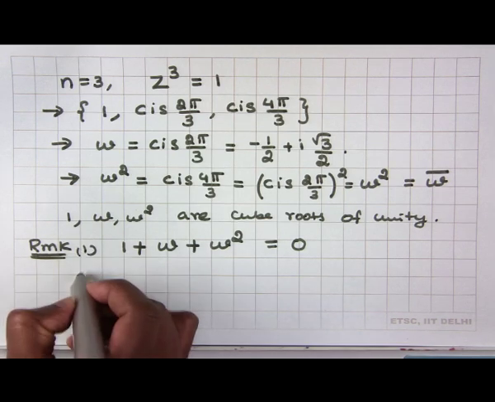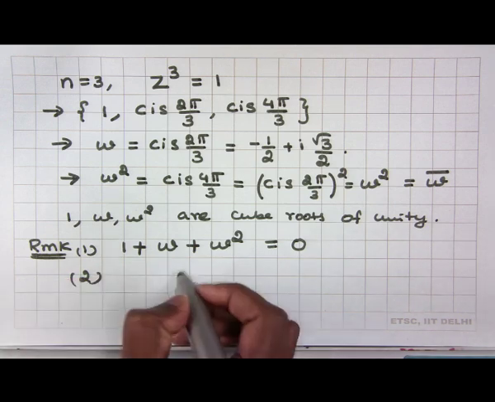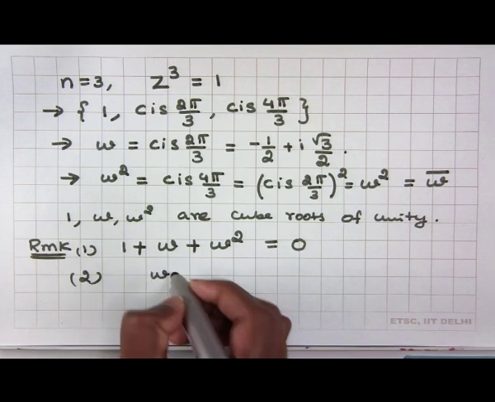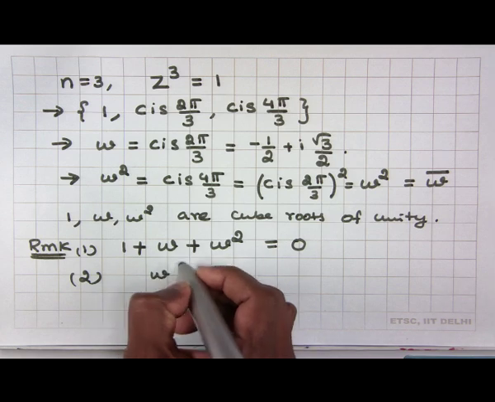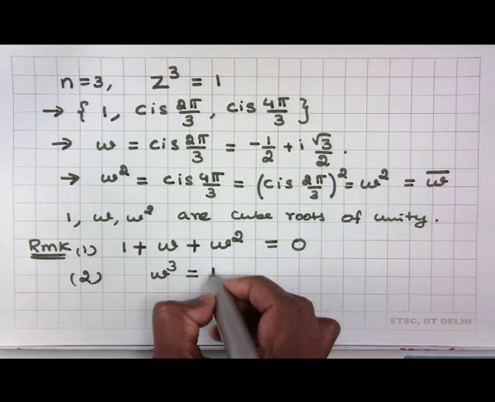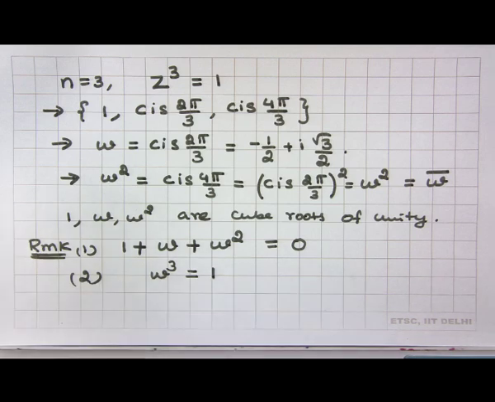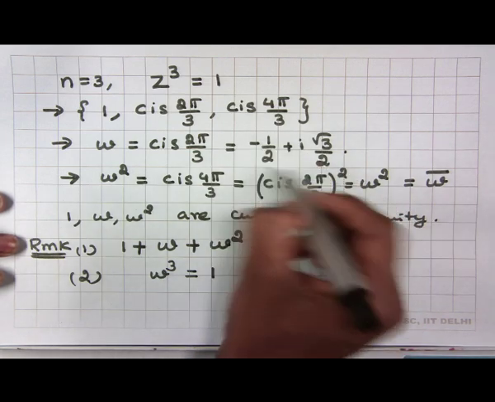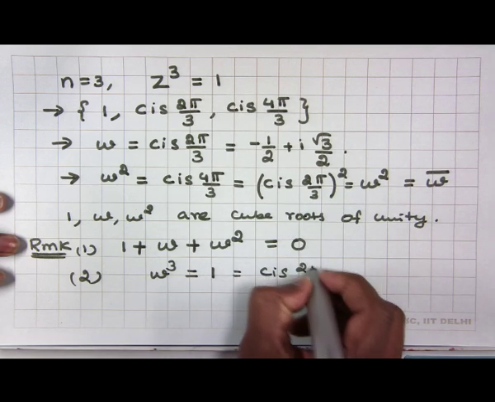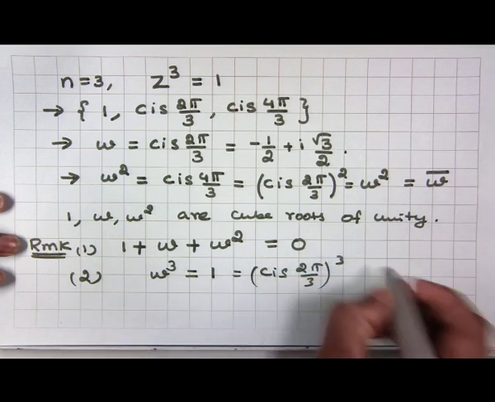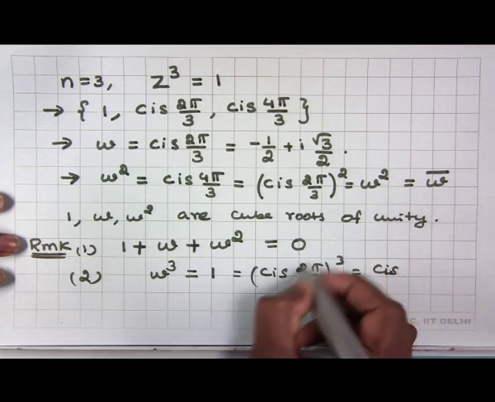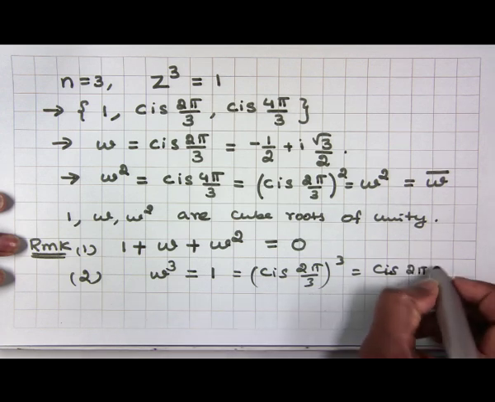So, we see that it is remark 1, and similar to what we have done in the nth root of unity, omega power n, where n is 3, we get just 1. Okay. So, one can just raise cis 2 pi by 3 to the power 3; the multiplication goes in the argument, you get only 2 pi, that is 1. Okay.